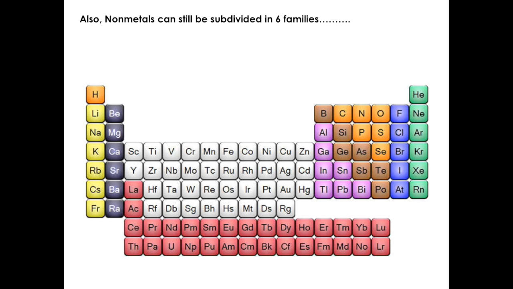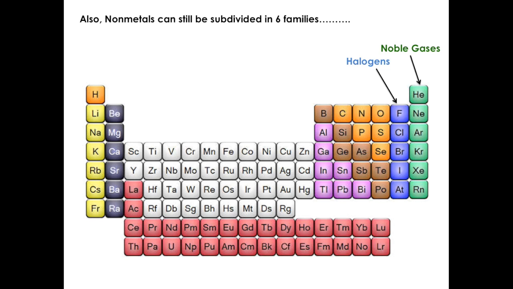Also, nonmetals can still be subdivided into 6 families. Remember, nonmetals are at the very right of the periodic table. At the very right, we will start with the noble gases. These noble gases usually don't bond easily. The second family is called the halogens, starting with fluorine.